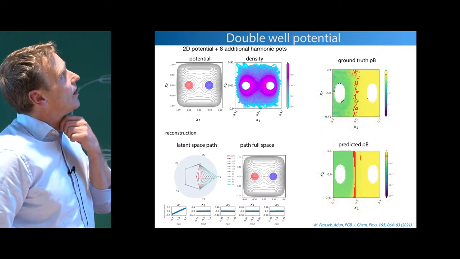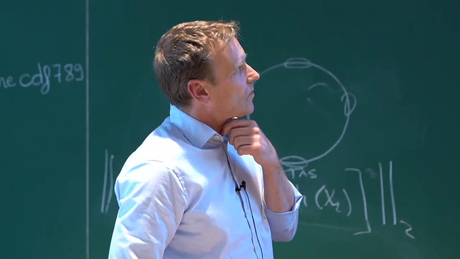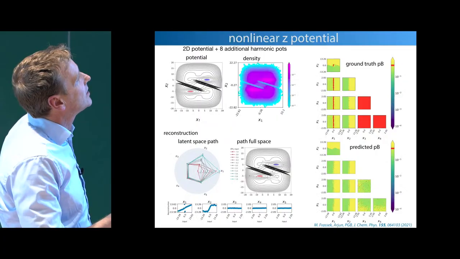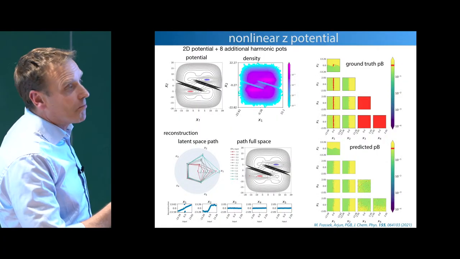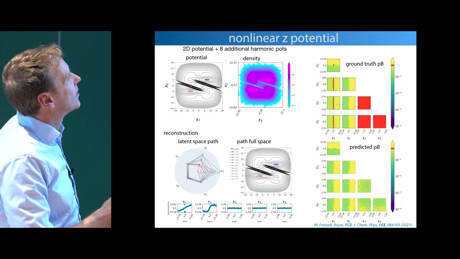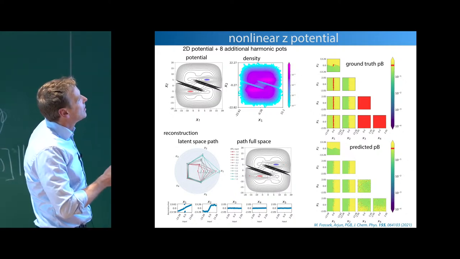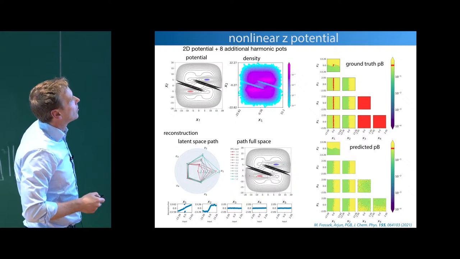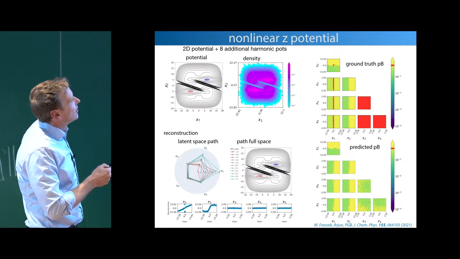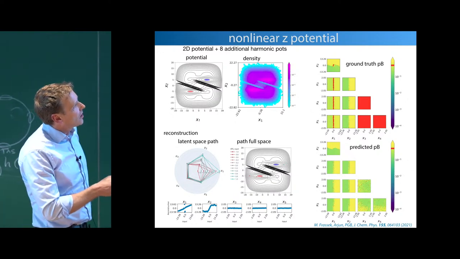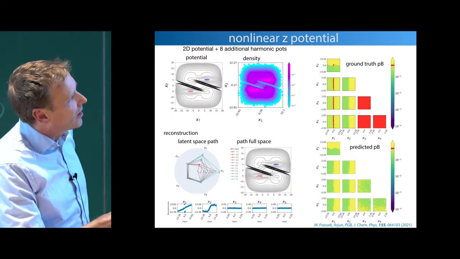Then we do it for the famous nonlinear Z potential. So this is like a more difficult 2D potential. It's not much more difficult, but this is of course clearly a nonlinear reaction coordinate. So here are again two states, but now the system has to circumnavigate this sort of valley, or whatever you want to call it, a barrier which has a very narrow pathway here.